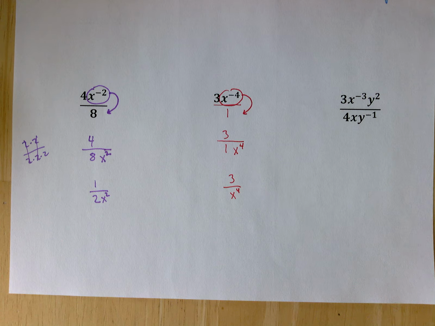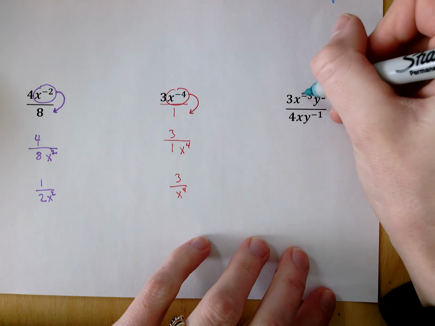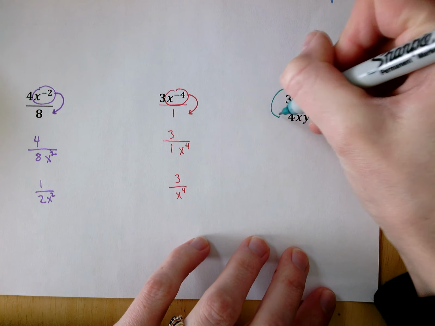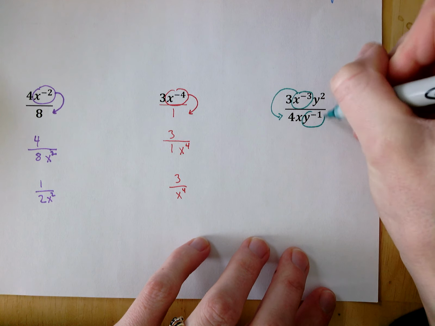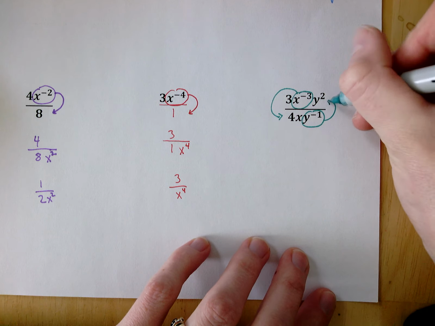All right, and then this last one here. So this one's got kind of a lot going on with it, but we can totally handle this. So the first thing that I'm going to do is worry about my flipping. So this guy, he's going to flip to the bottom. And you see how down here I've got a y to the negative exponent? Well, that one is going to flip to the top.